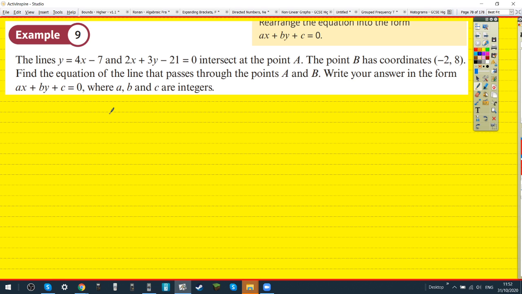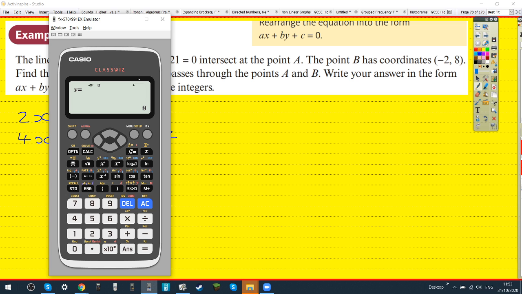Yeah. So you'd move 21 to 0. So it'd be 2x plus 3y equals 21. And then same with the other one. So you just minus y on both sides. So 4x minus y minus 7 equals 0. And then you move the 7 over. So it'd be 4x minus y equals 7, and then you put that into the calculator.